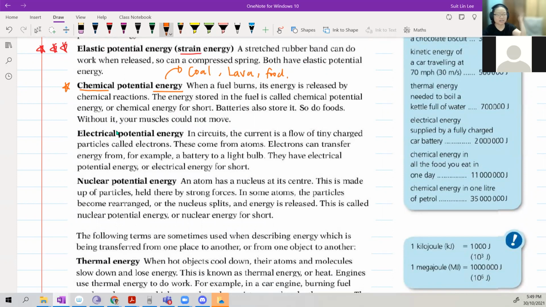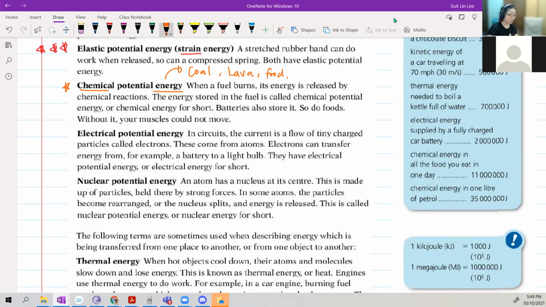Okay, electric energy. In circuit, electric potential energy. The current is a flow of tiny charged particle called electron. Again, if you play Minecraft, this is called redstone, right? Redstone help you empty a dispenser without you having to go and do the work. Or the electricity in your house help you rotate the fan that is blowing you right now without you needing to go and manually 转那个 fan, so tired, okay? So the current is the flow of tiny charged particles called electron.